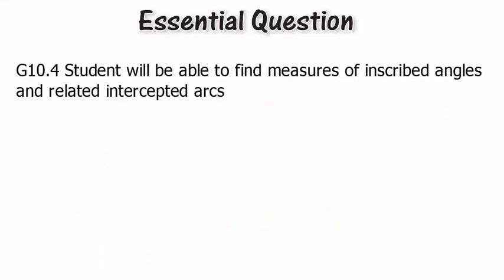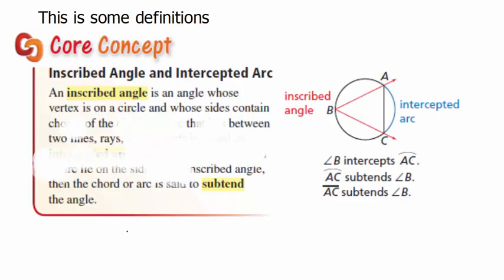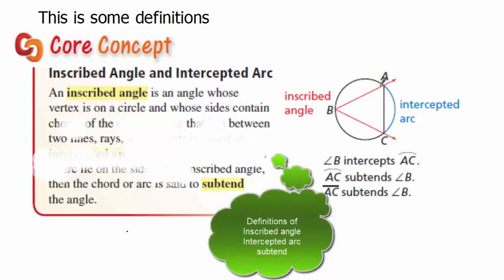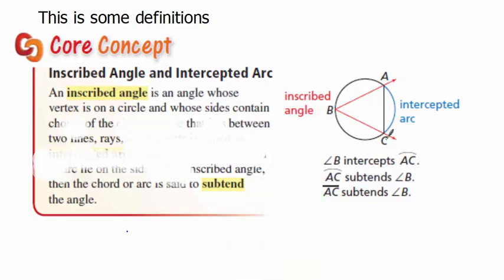So we're now going to take a look at what are called inscribed angles and intercepted arcs. This is just full of definitions, okay? So the idea is that we have an inscribed angle, and an inscribed angle has a corner that is on the circle, and the two rays will cross the circle somewhere. So this angle here is inscribed, and then the arc that it cuts out is called the intercepted arc.